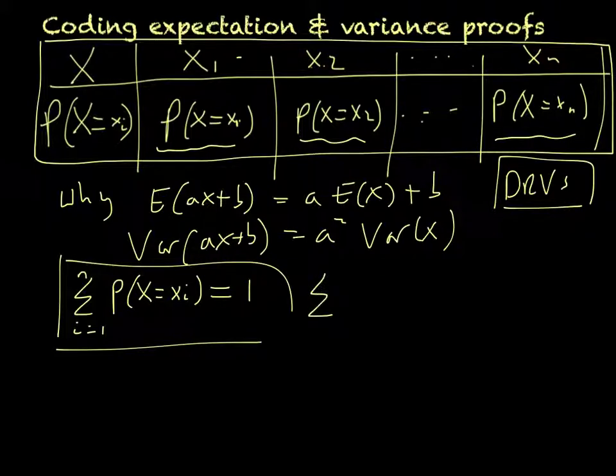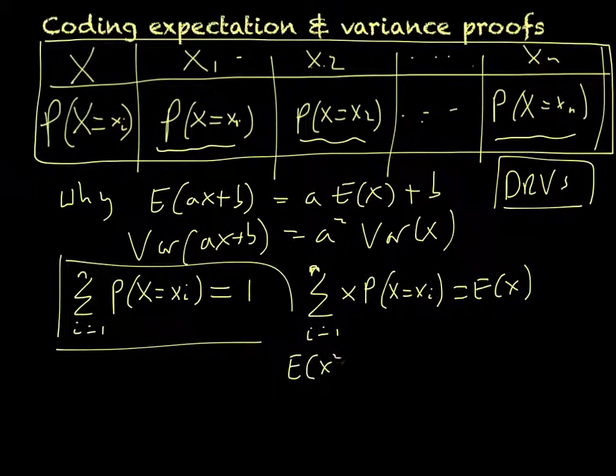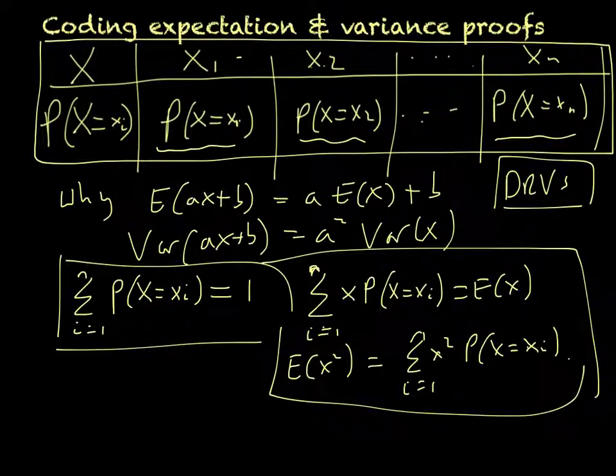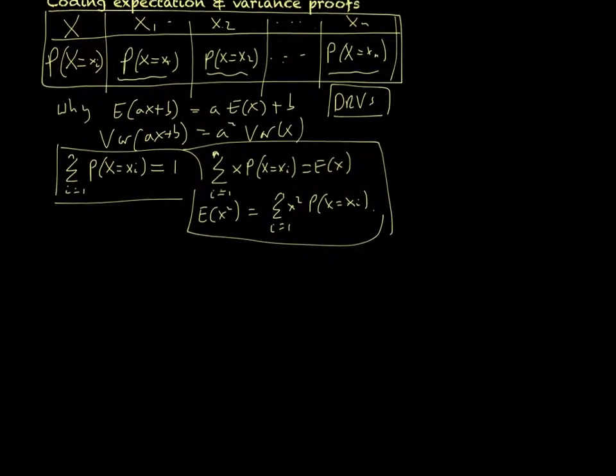We're also building on the idea that expectation is the sum of x lots of P of x equals xi, and this is our E of x here. Also remember that E of x squared is the same as the sum from i going from 1 to n of x squared P of x equals xi. Once we've started with these premises, we can begin to prove these things, where a and b are constants. So I'm just going to move that over here and let's get going.